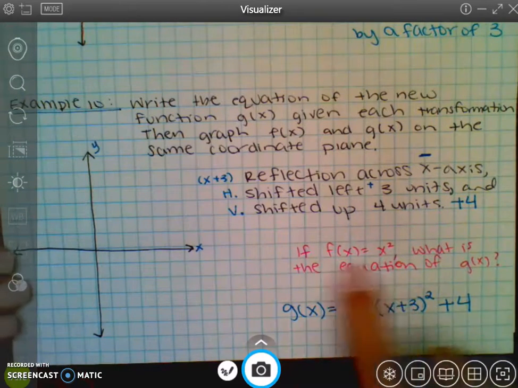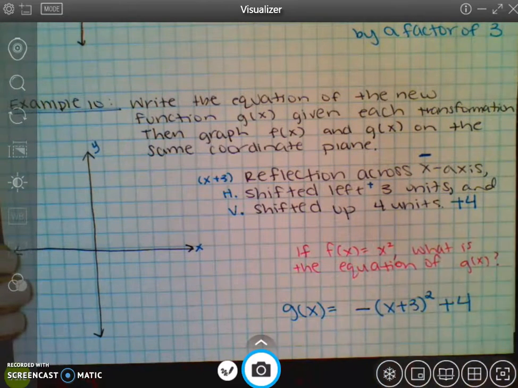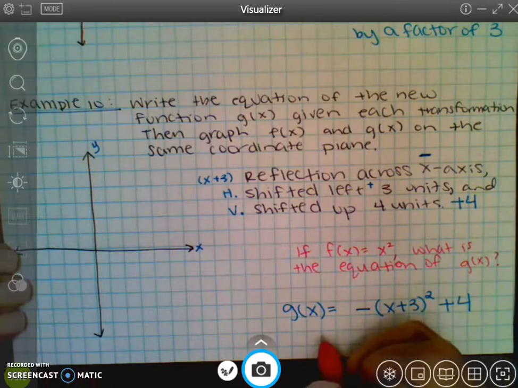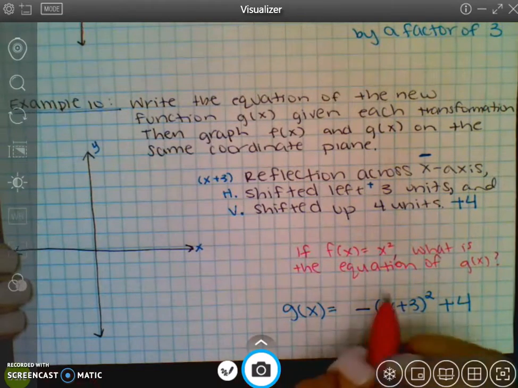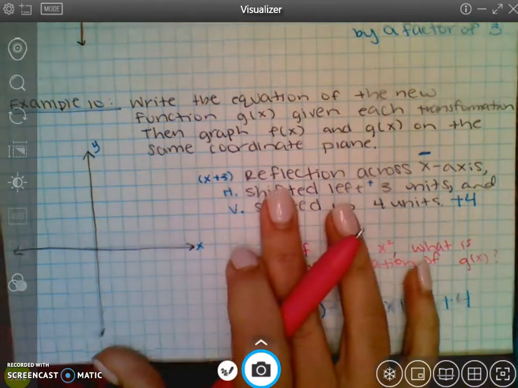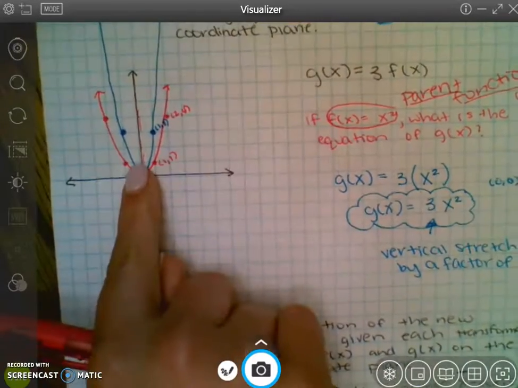So I'm going to graph the pink again first. And then my blue is going to be the g of x. So again, this is going to be the exact same function we graphed here. Okay, is what I'm doing down here.